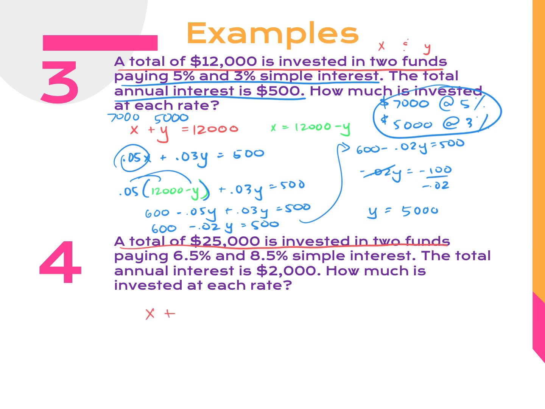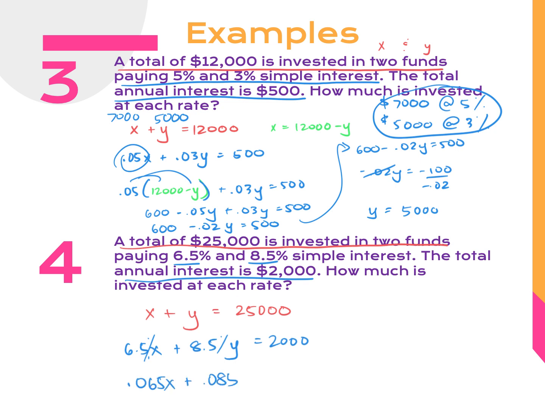So again, I've got fund X and fund Y together add up to $25,000. When it comes to the interest, one is paying 6.5, one's paying 8.5, and the annual interest is $2,000. So I'll make 6.5 percent of X plus 8.5 percent of Y equals 2,000. And I'm going to do that obviously as decimals. So 0.065X plus 0.085Y equals 2,000.